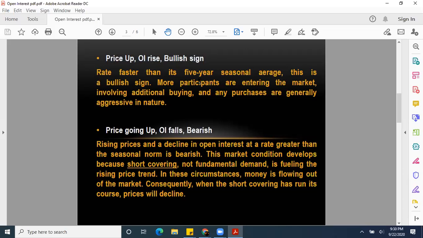If you want to go a little bit deeper, you hear things like when the rate of rise of the open interest is faster than its 5-year seasonal average, this is a bullish sign. What this means is that more participants are entering the market, which is involving additional buying, and purchases are generally aggressive in nature. Remember we said that open interest tells us how aggressive buyers or sellers are. So price is rising and people are still willing to buy.